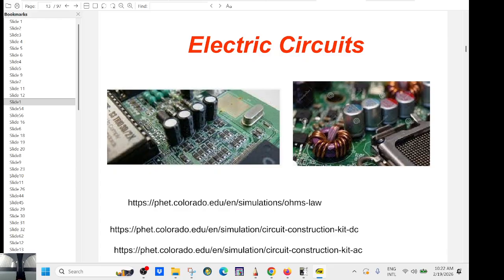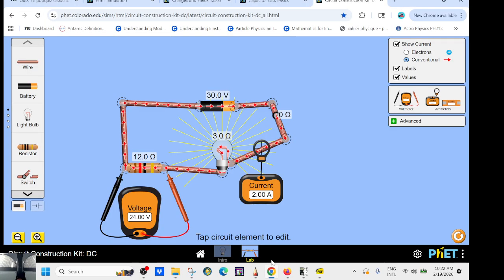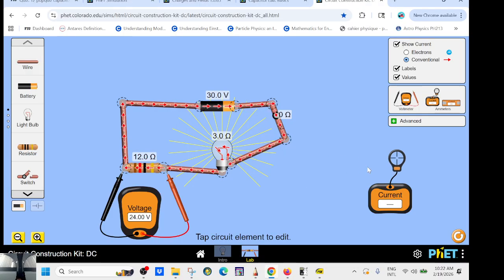Okay, electric circuits. You see you have capacitors here, and you have resistors here, and you have an inductor there. So how do we measure current without blowing a fuse? It has to be part of a circuit. When I do that, it's just to explain; that does not exist. You don't have such a thing.